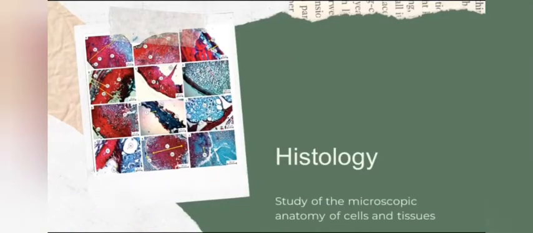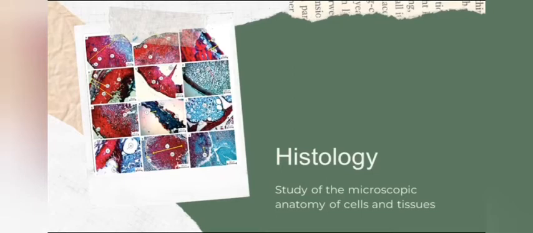The numerous seeds are obovoid or elliptic, dark brown or black, shiny, slightly compressed, and each is enclosed in the edible pulp. Let us now go to histology, which is the study of the microscopic anatomy of cells and tissues.